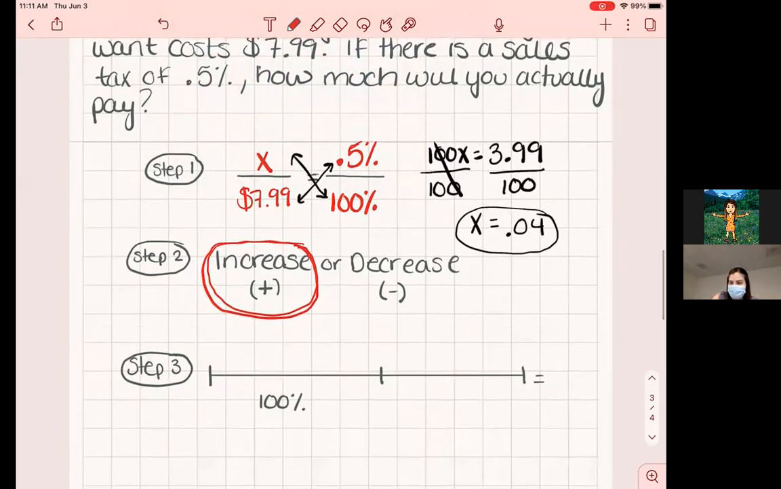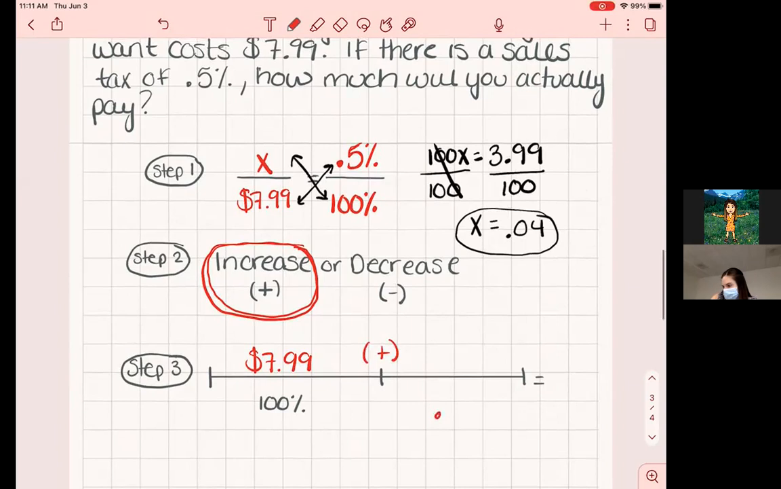Okay, when you set your line diagram up, you should have put your $7.99 on the top. This was an increase, so we're adding. The percent was 0.5%, and our percent proportion told me that that was 0.04. So when you do that math, feel free to use a calculator again. 7.99 plus 0.04 is 8.03.